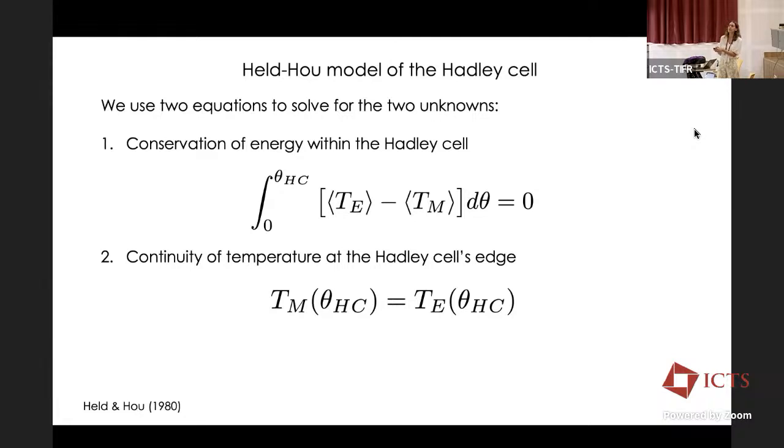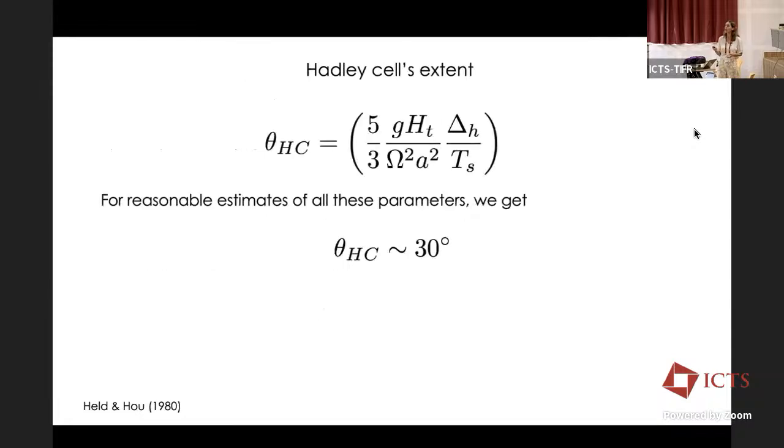And here, basically, what you need to impose is that the difference between the radiative equilibrium temperature and the actual temperature within the Hadley cell, integrated over the latitude span of the Hadley cell, is equal to 0. And then you also impose continuity of temperature at the Hadley cell's edge. And what you find is this form of the estimate for the extent of the Hadley cell.